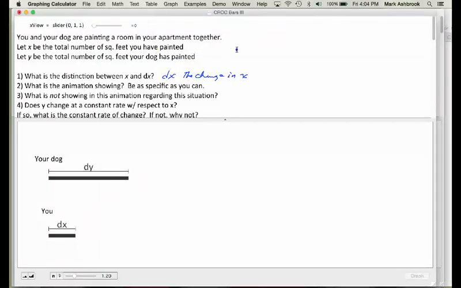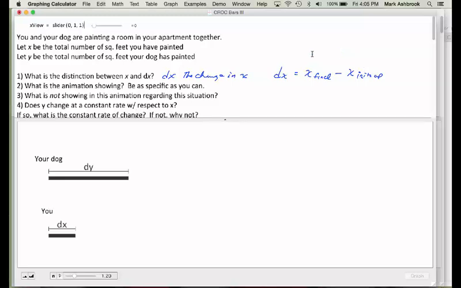Okay, and we also said that you could find that dx by the final value of X minus the initial value of X. And that would be one way to calculate a change in X.